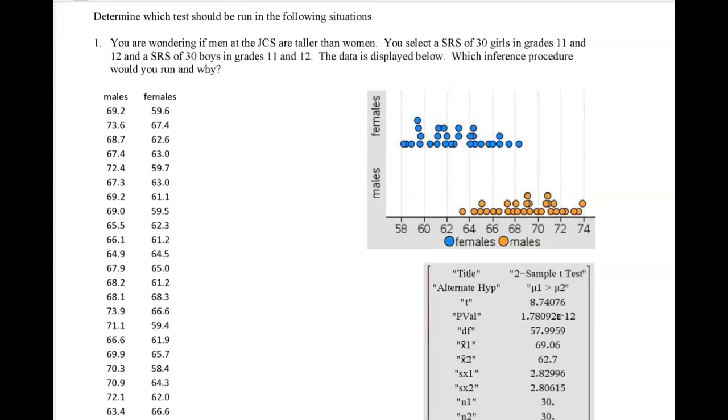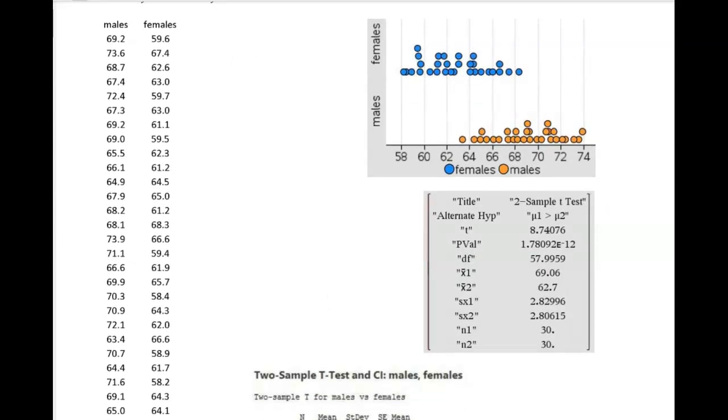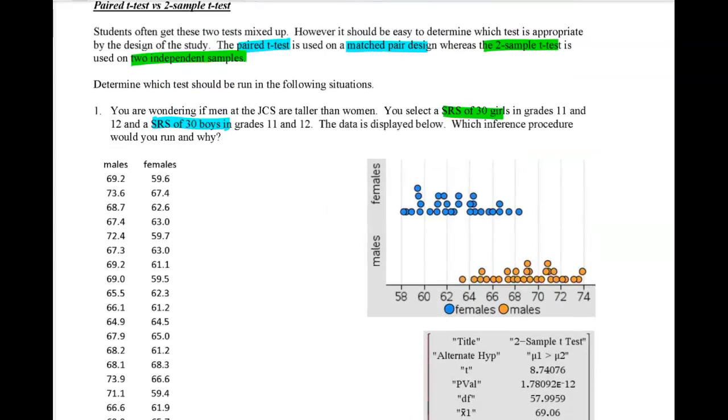So let's determine which test we would run in this situation. You're wondering if the men at the John Cooper School are taller than women. So you select a simple random sample of 30 girls, and you select a simple random sample of 30 boys. Which inference procedure should you run? Again, if you just look at the data and the graphs, there's no way to know. You have to read the text to see that we've got two different independent samples.